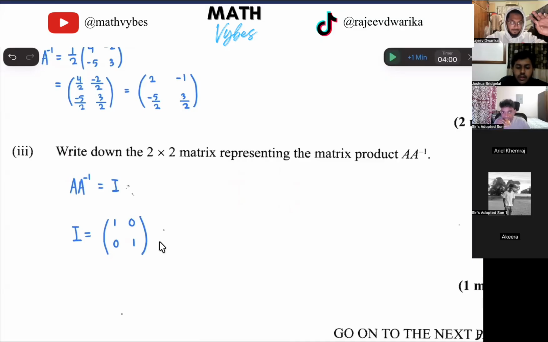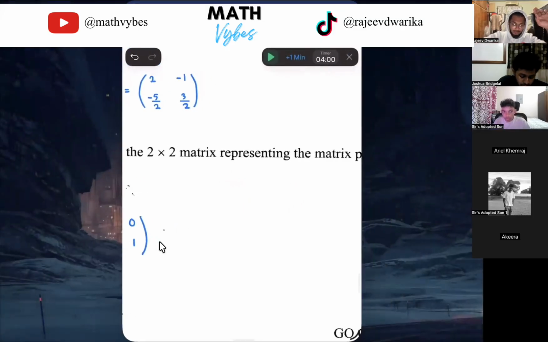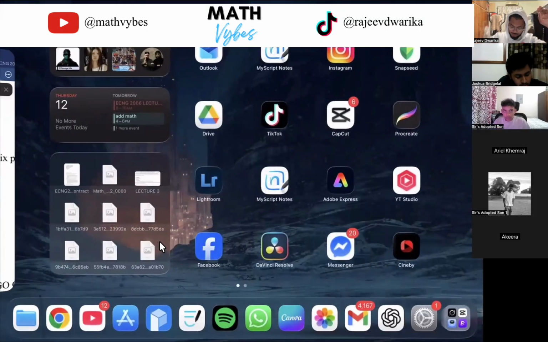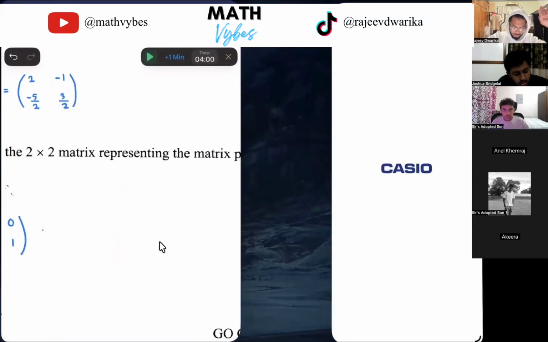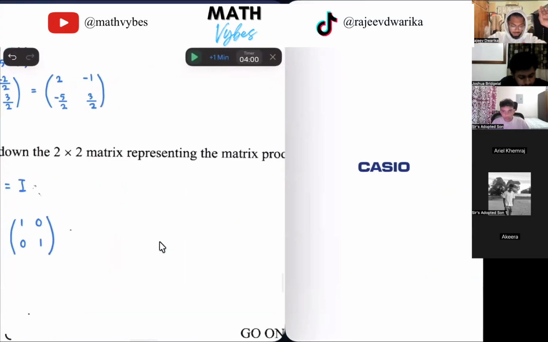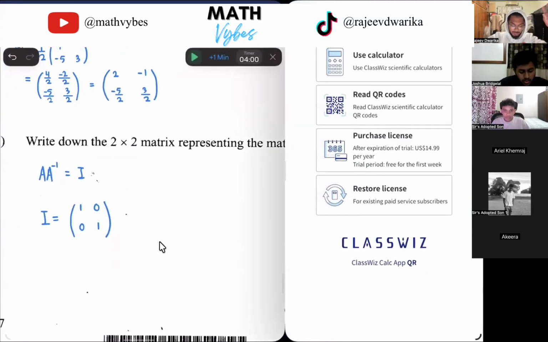Matrix A, which would mean the one you just wrote up: 1, 0, 0, 1. Right there. No, hold on. You can do this entire thing on your Casio.